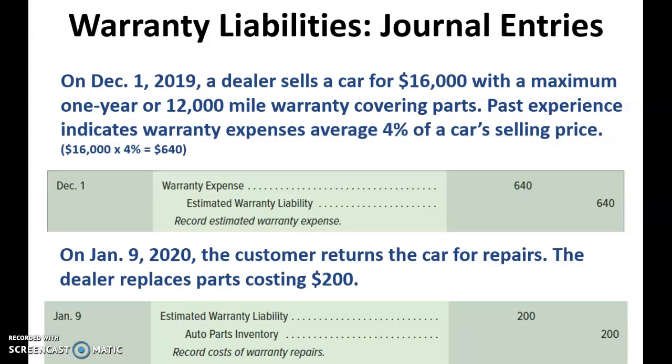Let's do the math. $16,000 selling price times 4% equals an estimated warranty expense of $640. In December, when the car is sold, we're going to debit warranty expense, $640, and credit estimated warranty liability, $640. Then in the next time period, say on January 9th, 2020, the customer returns the car for repairs. The dealer replaces parts costing $200. Debit estimated warranty liability, $200, and credit auto parts inventory, $200.